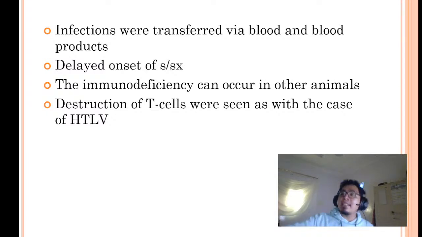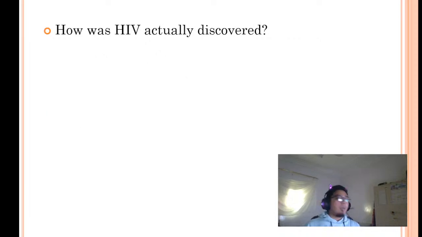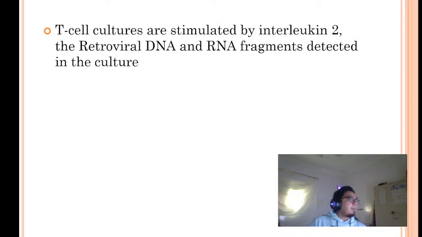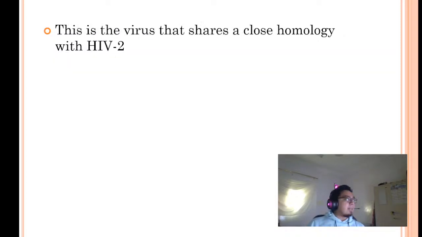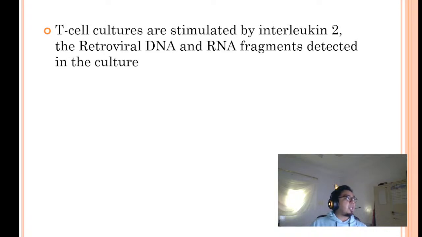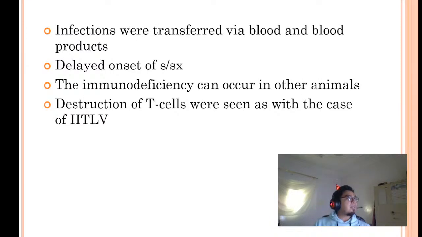Actually, we have what you call SIV, which is another retrovirus known as the simian immunodeficiency virus. We also have the CIV, canine immunodeficiency virus, which causes similar disease progressions to that of HIV. Now, we'll talk about T cell cultures as stimulated by interleukin 2. What would happen is that the virus shares a close homology with HIV-2. There are actually two types of HIV, HIV-1 and HIV-2. So please be mindful of those ones.